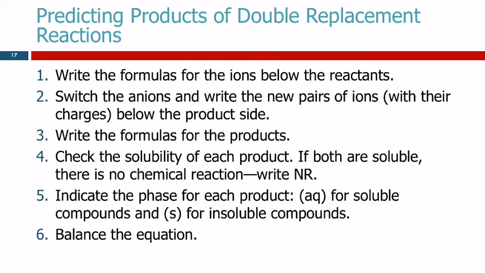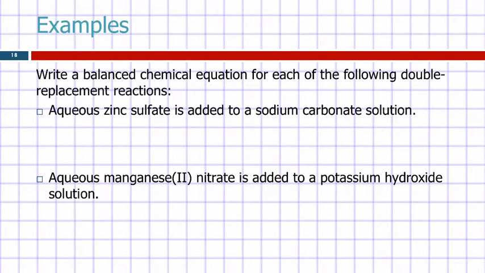If all of the products are soluble, then there's no reaction. So if the two pairs of ions go to the party and they mingle around and nobody hits it off, there's no reaction that occurs. All that happened is they mixed. Mixing is not a chemical reaction. The formation of a solid and a new substance that's insoluble is a reaction. So then you write the phase for each product, aqueous if it's soluble, S if it's insoluble, and you balance the equation. So let's do an example, or two examples.